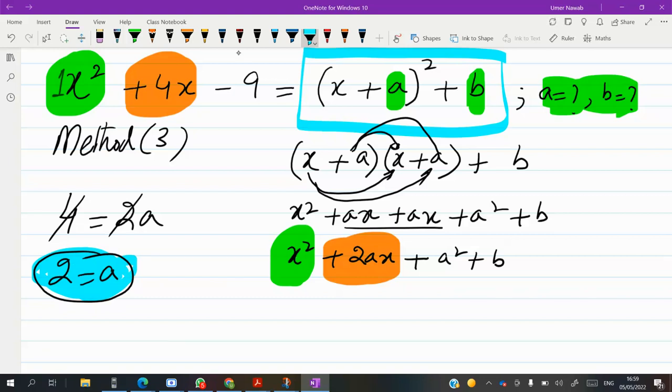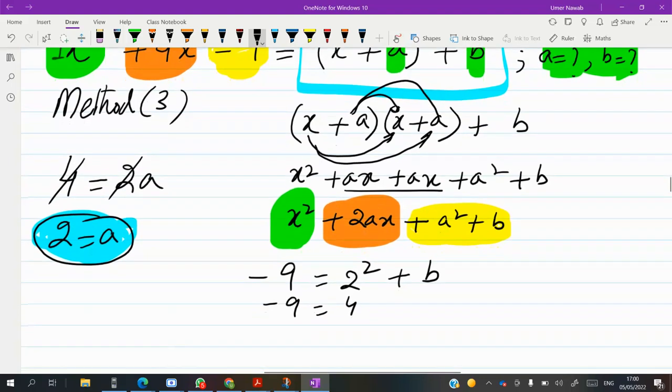Now, the last thing which is left is the constant. What are the constants you have without x? Minus 9, and here a squared plus b. Can we put them equal to each other? So minus 9 is equal to a squared plus b. Did we find the value of a? The value of a was 2. So substitute 2 squared. So minus 9 is equal to 4 plus b. So minus 9 minus 4 is equal to b, so b is equal to minus 13.